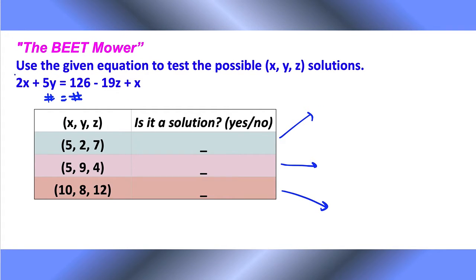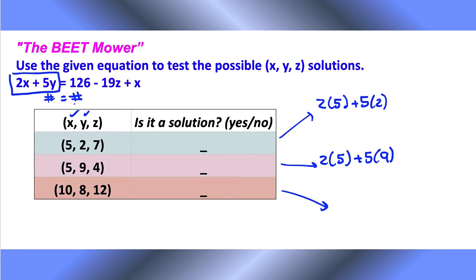On the left side, we have 2x plus 5y. So I'm going to write all those out first. The first one we would do 2 times 5 plus 5 times 2. Here we would do 2 times 5 plus 5 times 9. Again, we're just plugging in the x and the y values here because that's all we need on the left. And then the final one on the left side would be 2 times 10 plus 5 times 8. Again, I'm plugging in all the x values and the y values into the left side of the equation. So I'm going to go ahead and calculate these and see what they are.